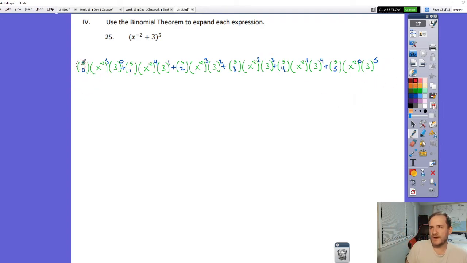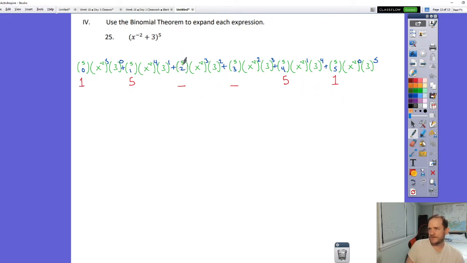Let's do this. 5 choose 0 is 1, because anything choose 0 is 1, and 5 choose 5 is 1. 5 choose 1 is 5, and 5 choose 4 is 5. That means I still need to figure out 5 choose 2 and 5 choose 3. Now again, from Pascal's triangle, I have it memorized that these are just going to be 10 and 10.